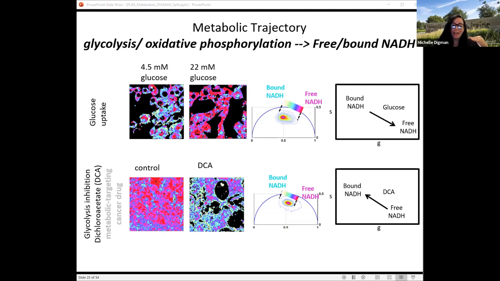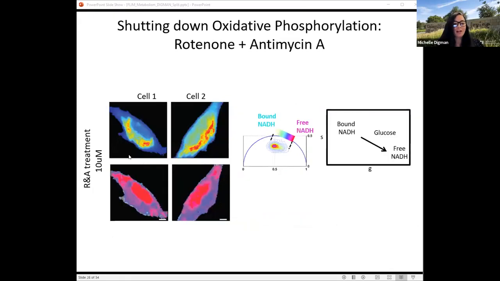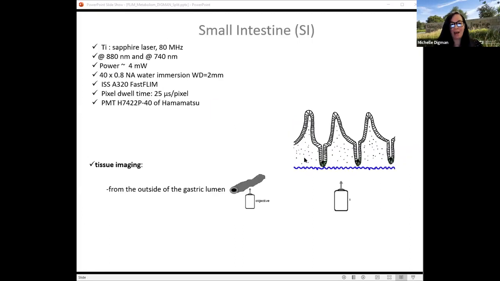And under dichloroacetate, remember, this is a drug that targets cancer cells. These cancer cells are highly glycolytic. You see more pink pixels here that are indicative of free NADH, and you can revert them to a more cellular respiration, slowing down their proliferation, their cell division. Okay, so here is now a final treatment with rotenone and antimycin A together at about 10 micromolar concentration, and these cells are shutting down their normal respiration. They're shutting down the oxidative phosphorylation path and reverting to a more glycolytic pathway.